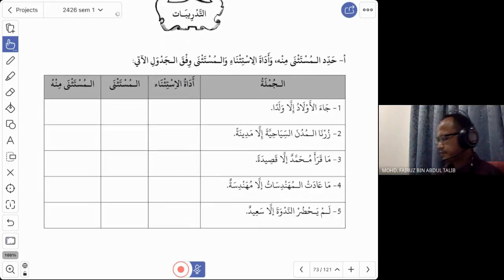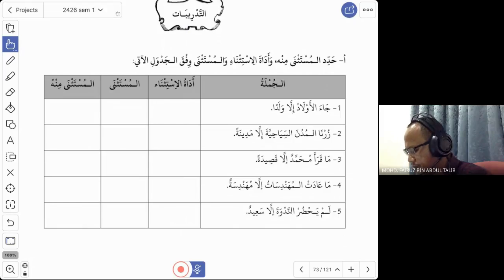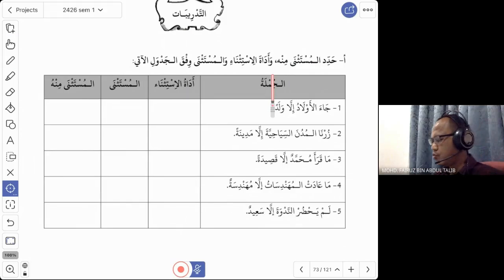At-tadrib al-awwal. Now let us look at the tadribat. At-tadrib al-awwal: haddid al-mustasna minhu wa adat al-istisna wal mustasna. Please determine where is the mustasna minhu, where is the adat istisna, and where is the mustasna, the three components. Wifqa al-jadwal al-ati, using the following table. Now, here we have the jumla and we have this adatul istisna. Let us look at number one.